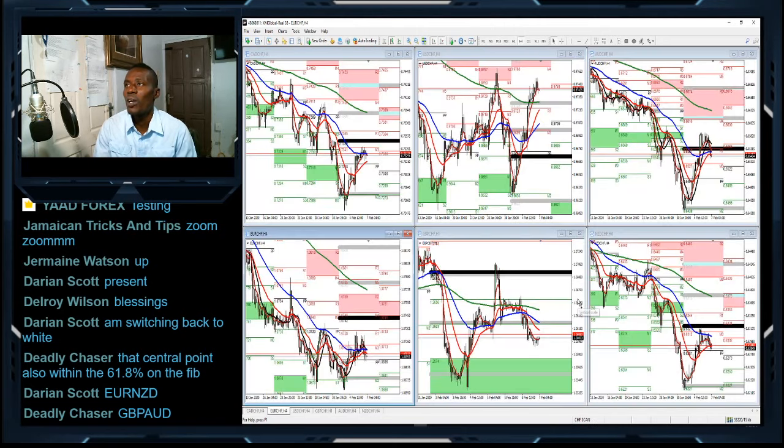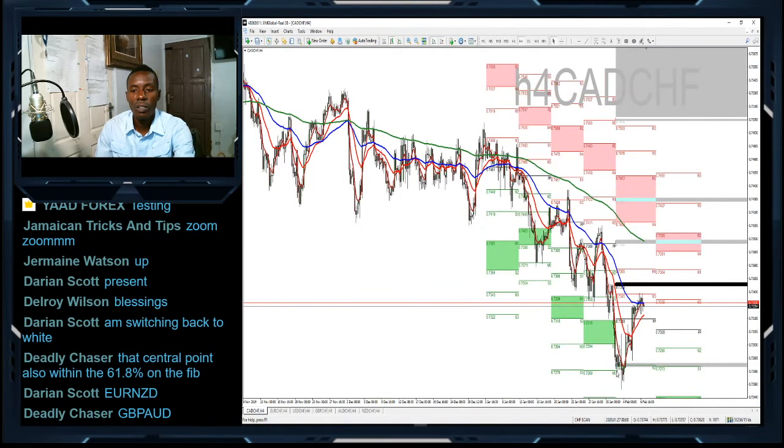So we have pound Aussie, and as you know in the group, I'm still in the pound Aussie and the pound Kiwi sell. You know I'm still in that pair for longer term. So we are going to the CAD Swiss right here, M2 as we can see.